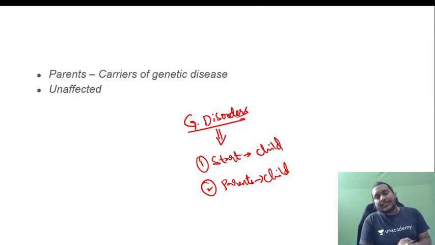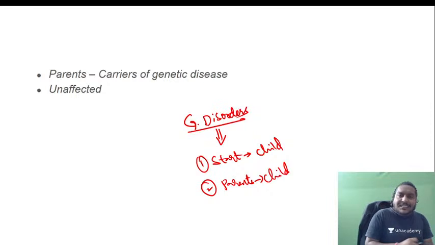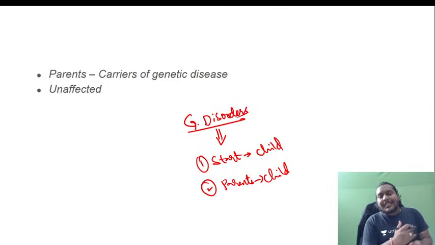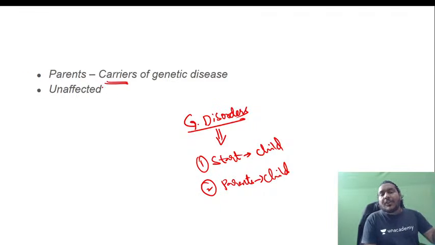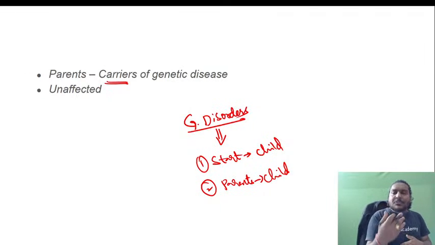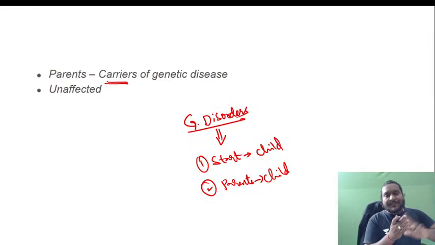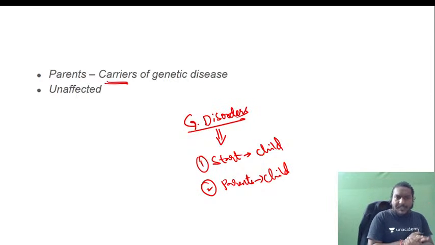If the parents are the carriers of a genetic disease, there is a chance that it could be passed to the child. If the parents are carriers, which means they are not affected, but they are carrying some genetic disorder, I'll tell you in the pictorial representation as we go further about the genetic disorders. So parents could be carriers, parents could be unaffected, or parents could be affected. There are three different chances about how the parents could be.